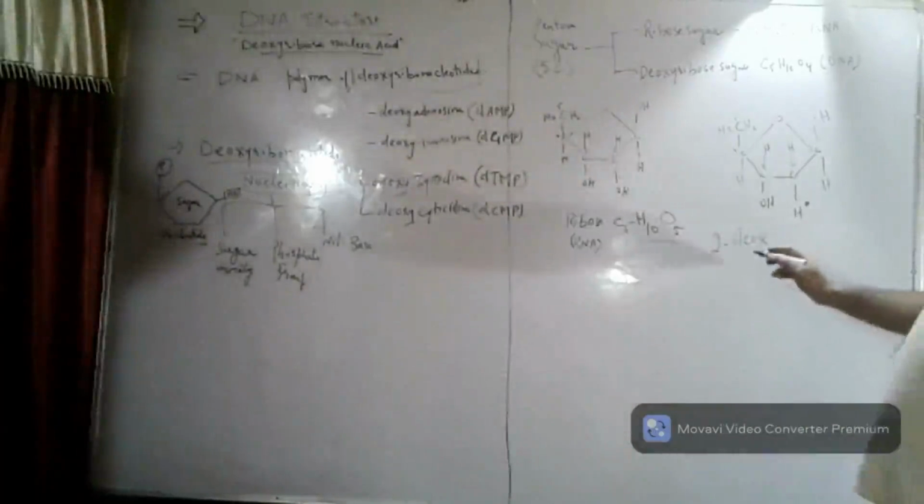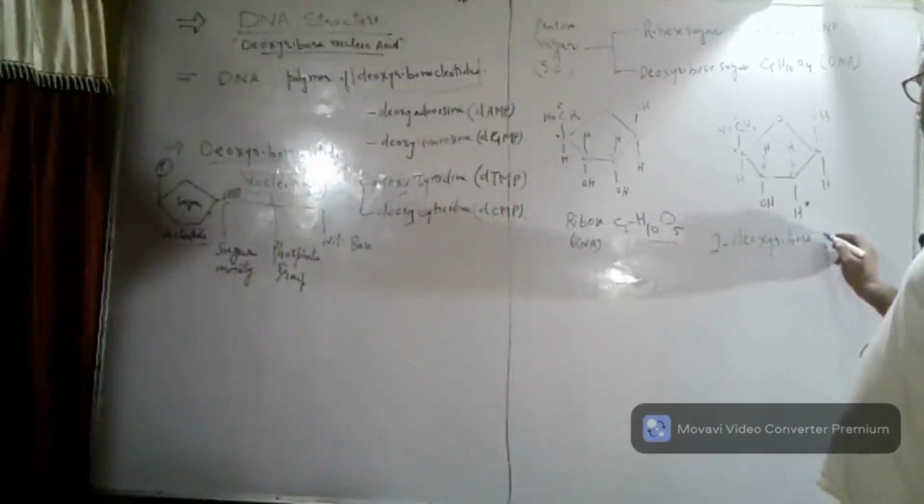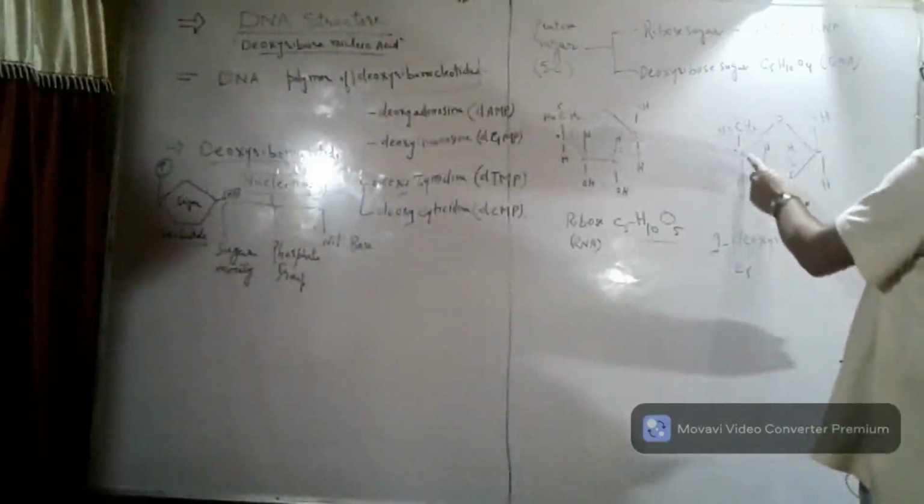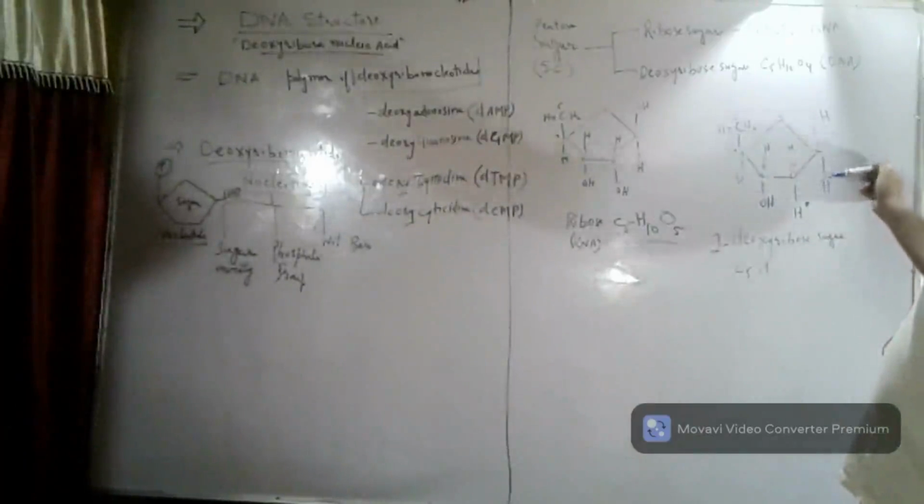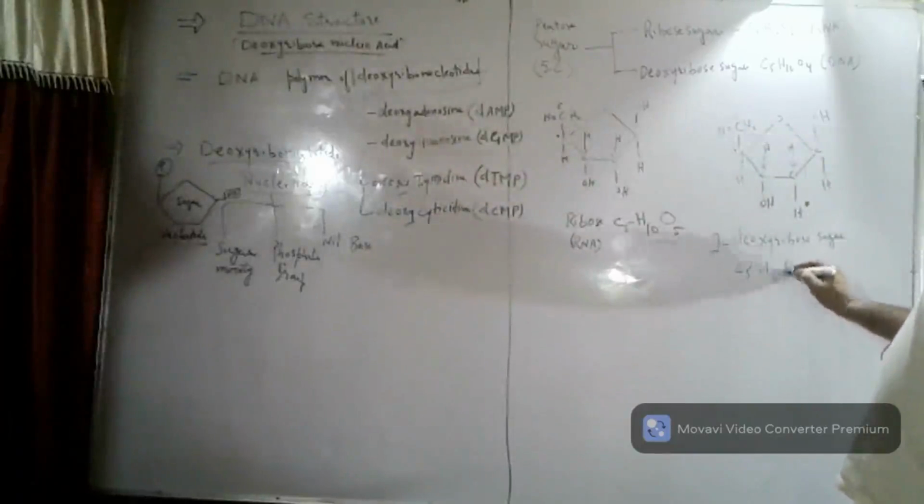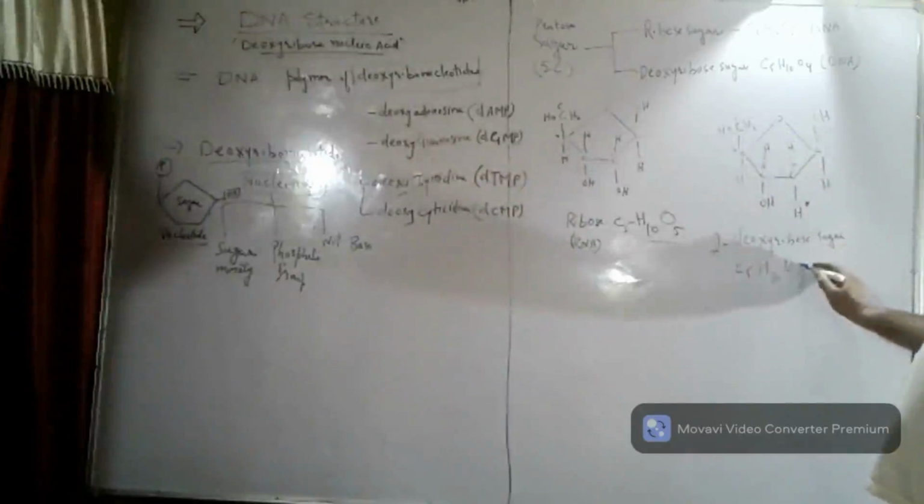Actually it's 2-deoxyribose. Why 2? Because oxygen has been removed at the carbon second. So deoxyribose sugar. So it is C5, 1 2 3 4 5 carbon atoms. Then how many hydrogen atoms are there? 1 2 3 4 5 6 7 8 9 10 hydrogen atoms. How many oxygen atoms are there? We have 1 2 3 and 4.